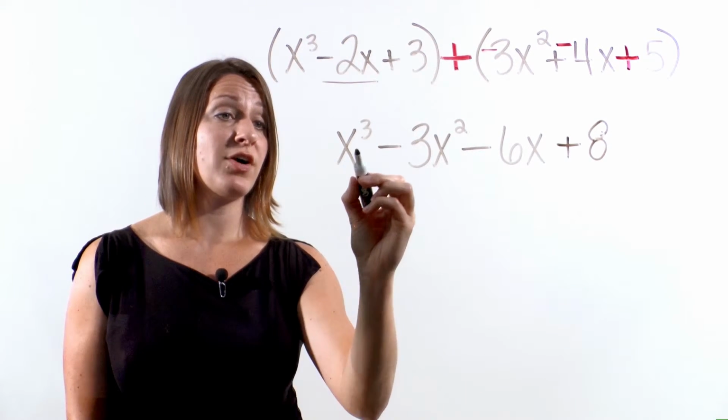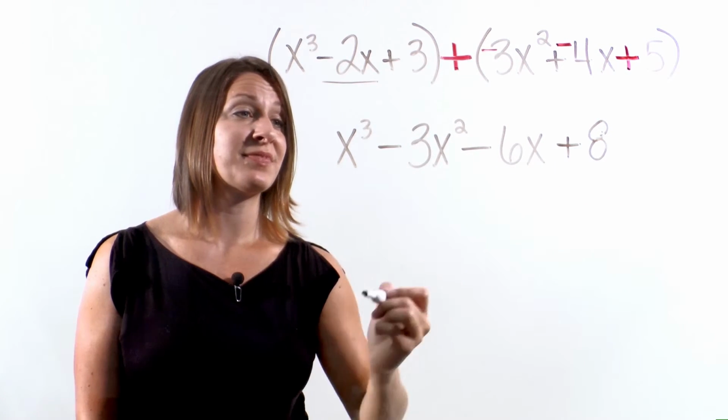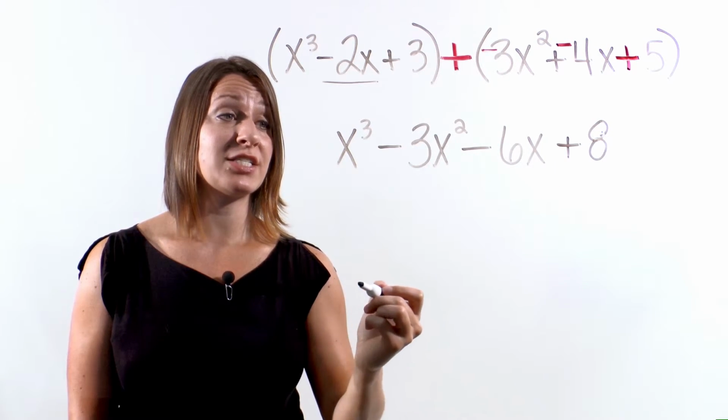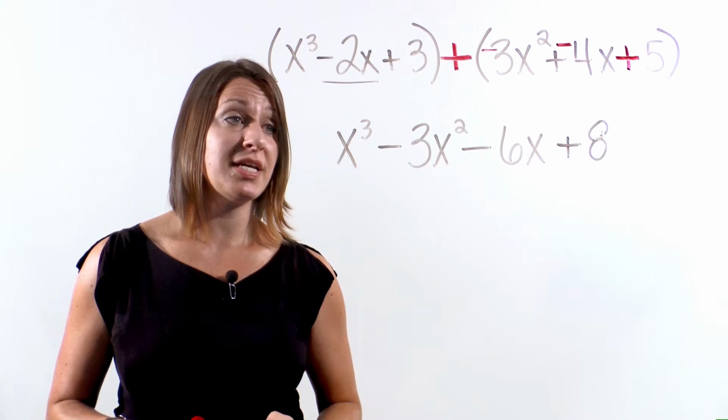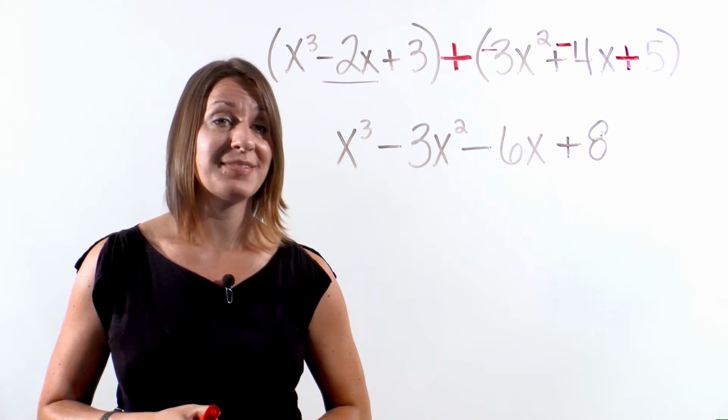Okay, we do have our answer in descending order according to the exponents. And so our final answer is x cubed minus 3x squared minus 6x plus 8.